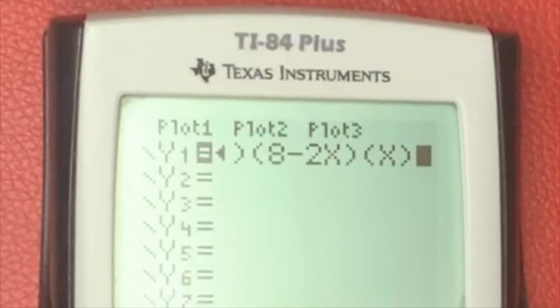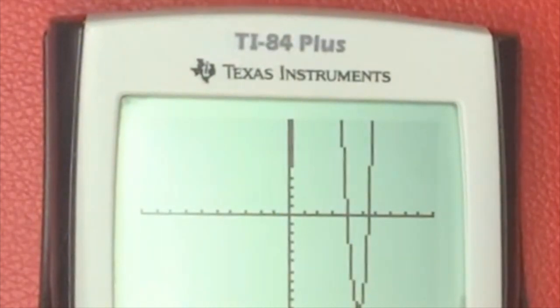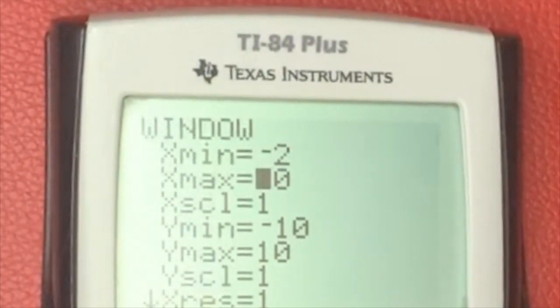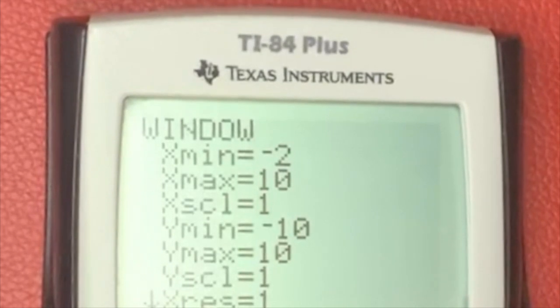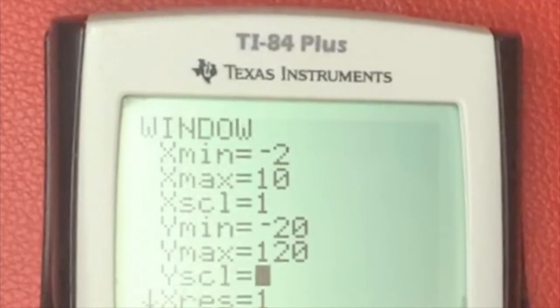Then you are going to press zoom 6 to see our graph. We cannot clearly see the graph, so we're going to adjust our window. Our domain is between 0 and 4, so let's change our x-min to -2, x-max to 10. Let's increase our vertical axis since we're looking for the maximum volume of v of x. Then you're going to press second trace 4.